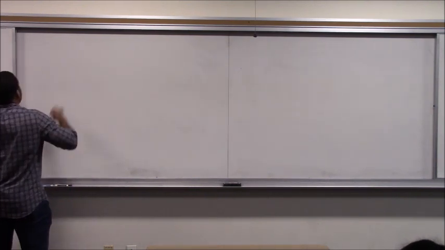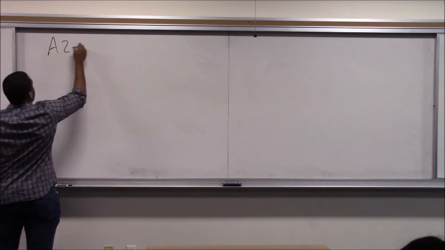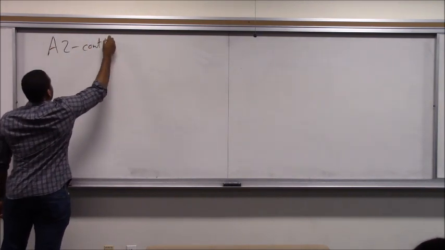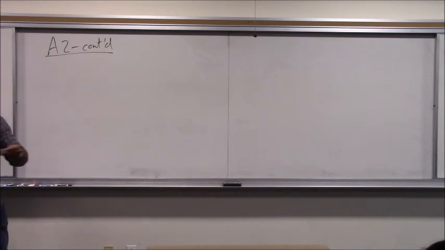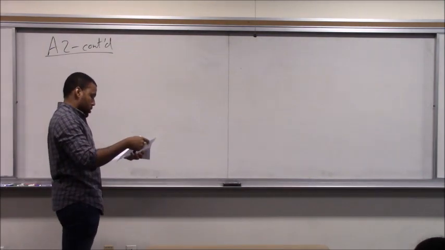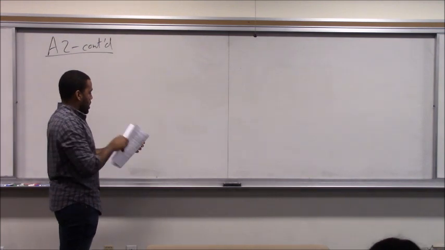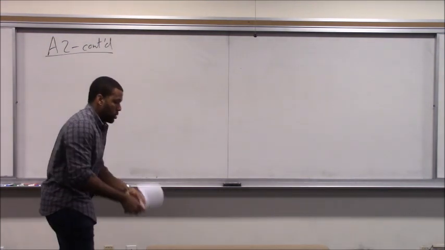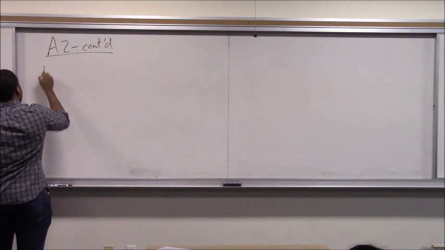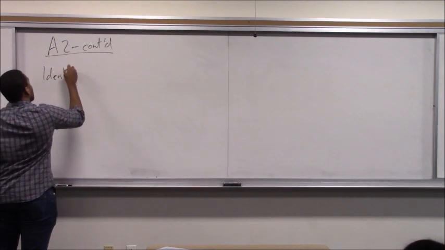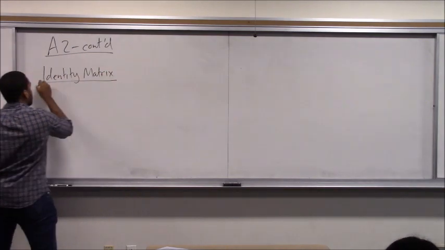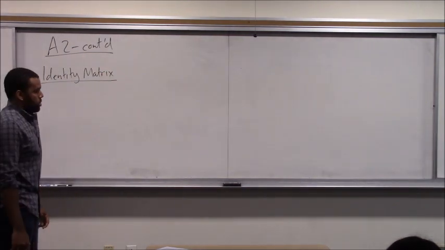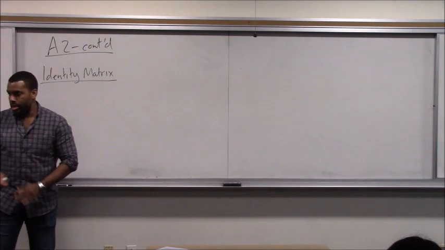We are still in A2. Last time we learned about matrix multiplication, which was a little strange to say the least, but we did a bunch of examples. And now we are going to continue. We're going to revisit the idea of an identity matrix. And now you're going to realize why it's called an identity matrix.